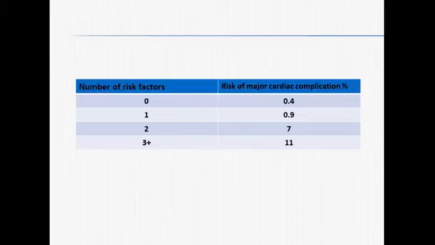In this schedule, we have the relation between number of risk factors and risk of major cardiac complication. If the patient has no risk factor, risk of major cardiac complications is 0.4%. If the patient has one risk factor, the risk is 0.9%. If the patient has 2 risk factors, risk is 7%, and with 3 or more risk factors, risk of the complication is 11%.